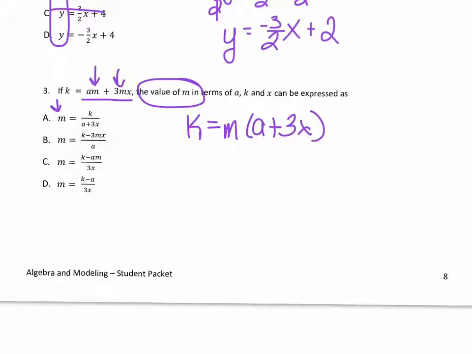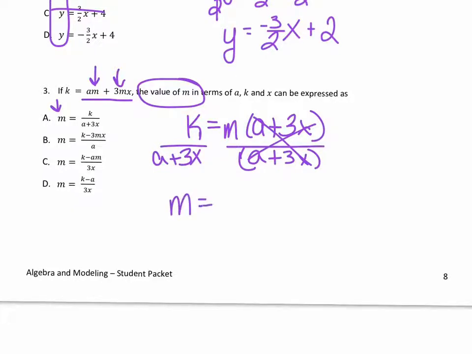So I know that when I have a letter next to another letter, it's multiplication. So this whole set of parentheses is just like another term times m. I can divide both sides by what's inside those parentheses, and it's going to cancel because it's just like dividing something by itself. So I have a plus 3x. So that tells me m is going to equal k over a plus 3x. So that gives me A.